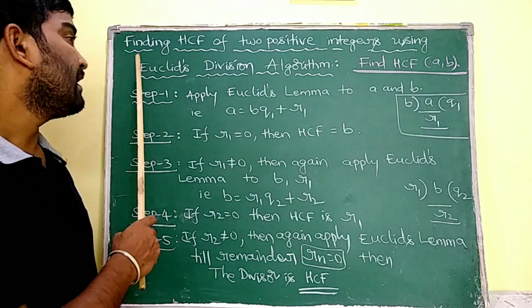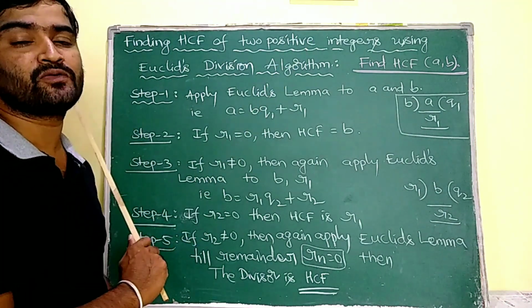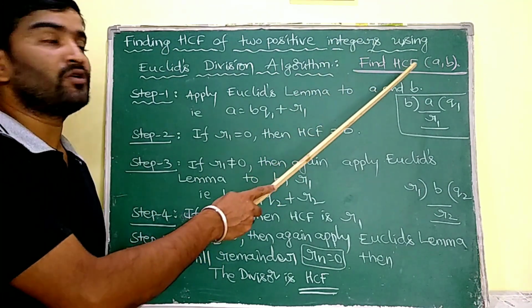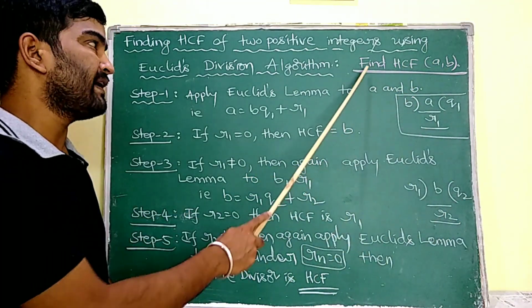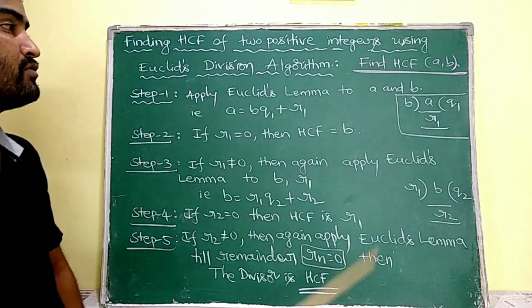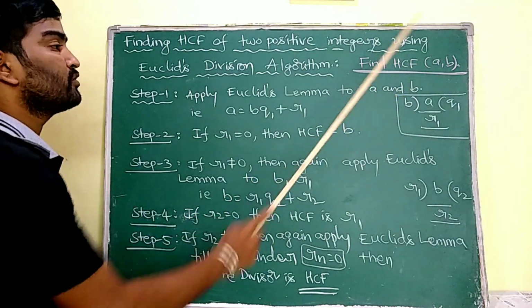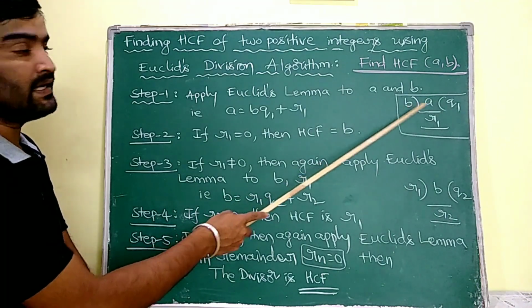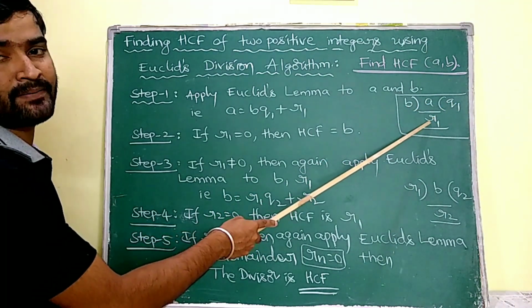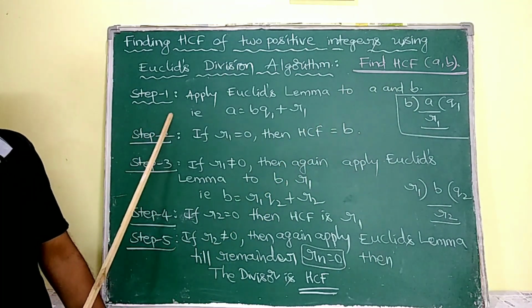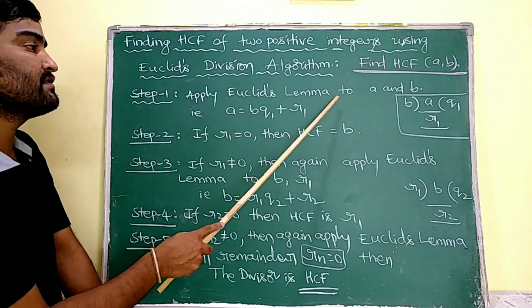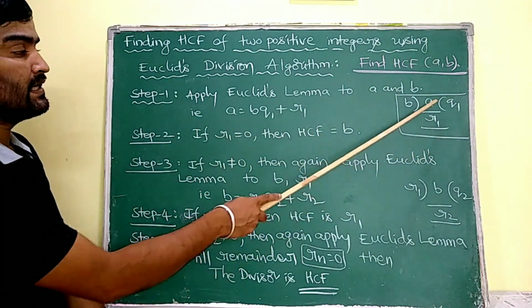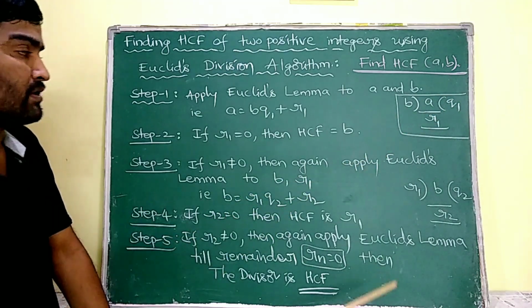First we have to find the HCF of two positive integers using Euclid division algorithm. Let us suppose we are going to calculate the HCF of A and B. For that we have to apply Euclid division lemma to A and B. That means I am dividing A with B. Let us suppose the quotient is Q1 and remainder is R1. That is step 1: apply Euclid's division lemma to the given numbers A and B, that is A is equal to B into Q1 plus R1.